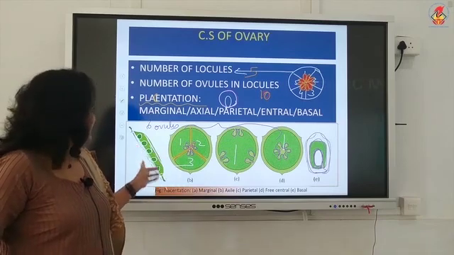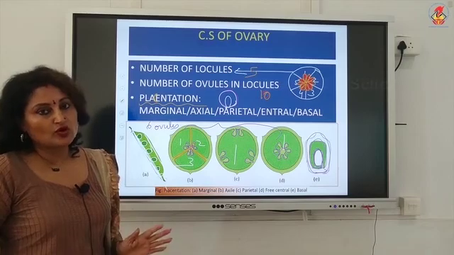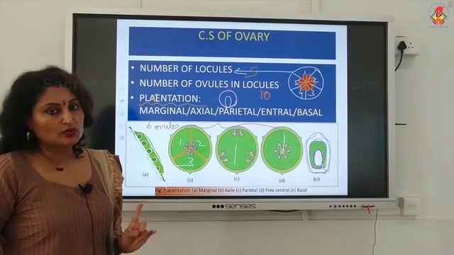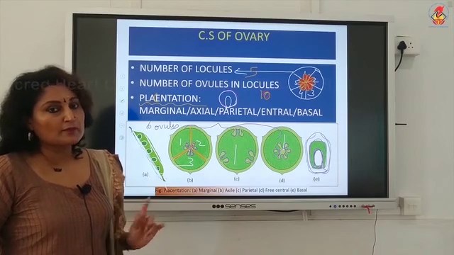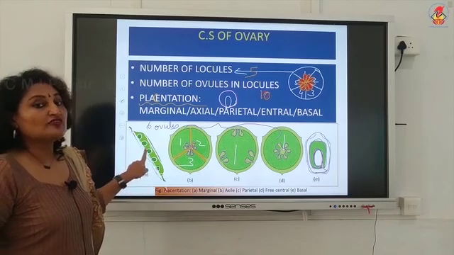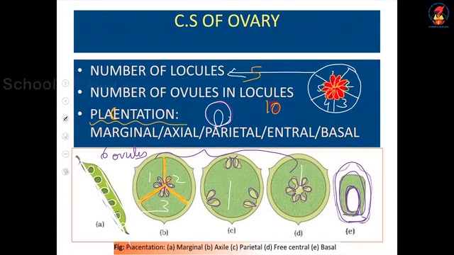So once again I am making it clear, in the marginal placentation, it is monolocular. That means the ovary is not divided by septum. It is monolocular and a number of ovules are arranged at the margin. Which margin? On the ventral margin, on a ridge, slightly elevated portion, on a ventral ridge. Clear? So when you are talking about ventral, there is a dorsal side. Dorsal is free, but on the ventral ridge the ovules are located.